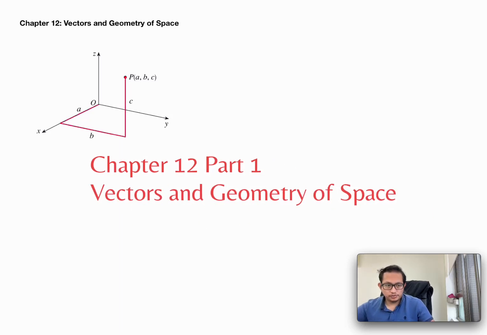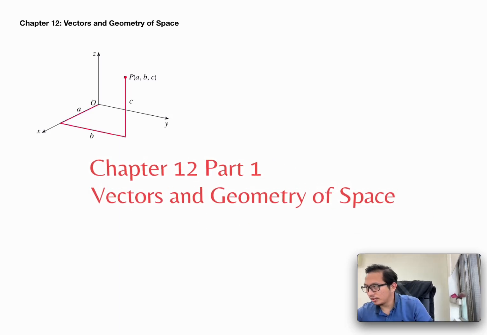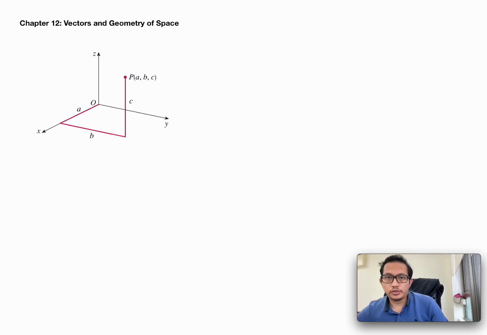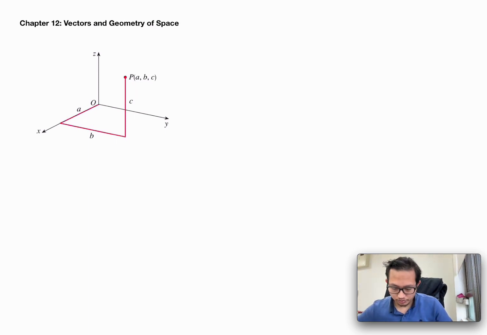Okay, I would like to add some additional reference, which we are going to see in our course. So I would like to start with chapter 12, which is vectors and geometry of space. This will serve as an additional resource to our class.